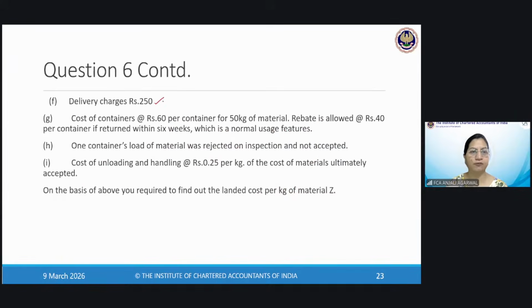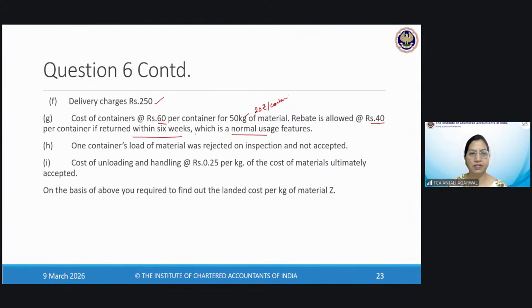Add a total of delivery charges. Container costs will be added. And if you return the container and a rebate is allowed, so it's costing you 60, but you will get back 40. So container cost should be taken as 20 rupee per container, which is an usual feature.